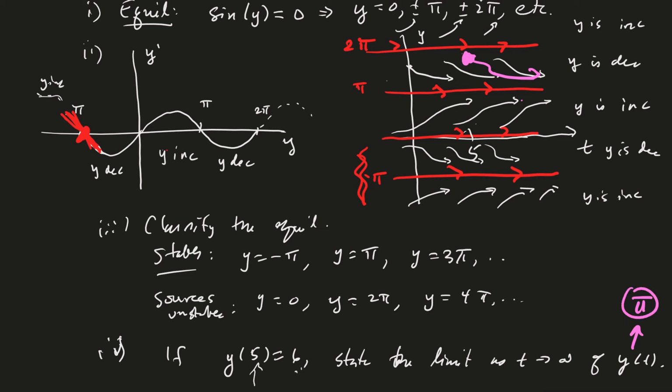Now, I said that it didn't matter what the initial time was. Is that true? So suppose you start here, or here, or here, or here, or here, right? You're always going to be converging to pi. So it really doesn't depend on the initial time in that case, right? The overall behavior is always going to be the same. Very good.